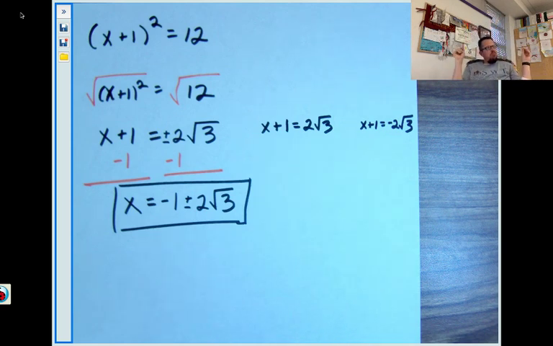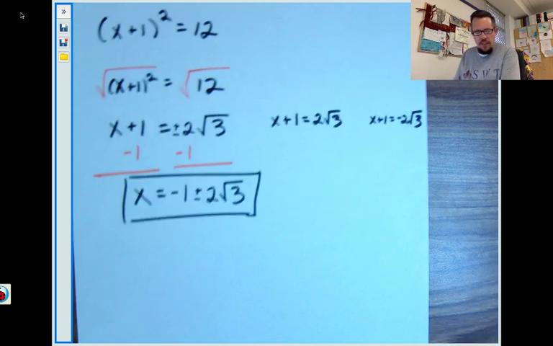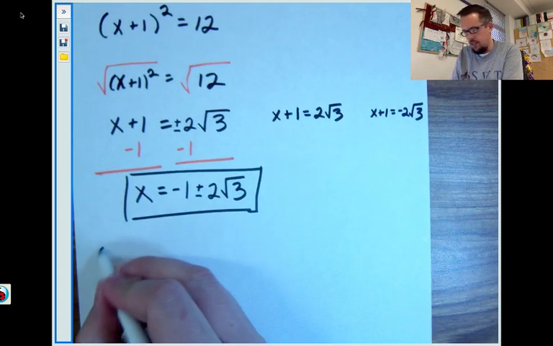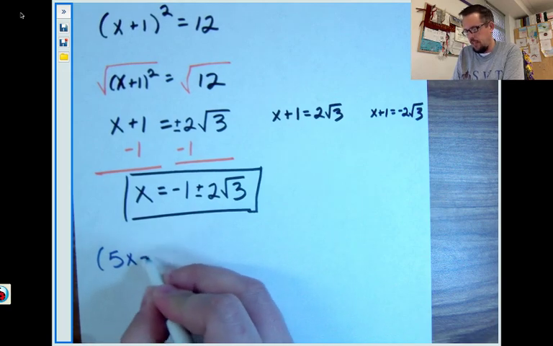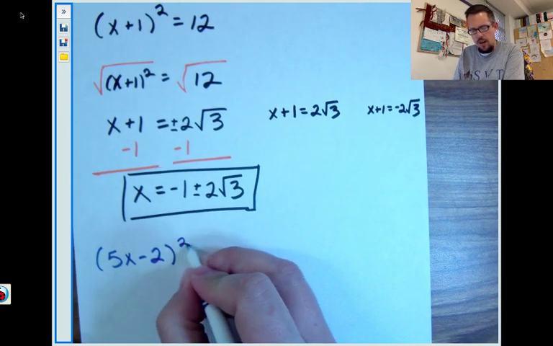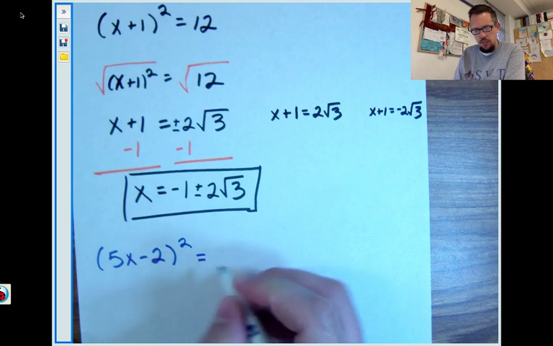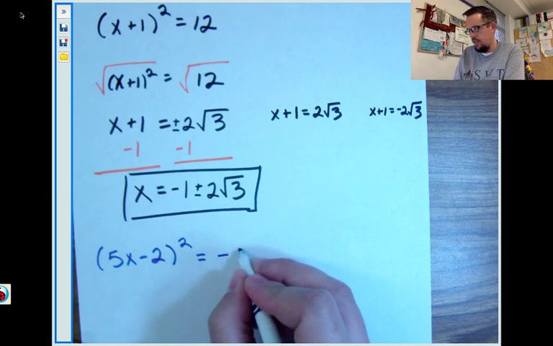Well, that one really wasn't too bad because, yeah, I had a thing in parentheses squared, which was a little rough, but the thing that was in parentheses squared was pretty simple. X plus 1 is not that big of a deal. Let's talk about what to do if the thing in parentheses is a big deal. 5x minus 2 squared equals, and let's really ruin your life, negative 9.